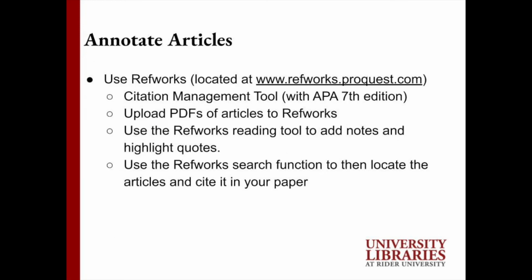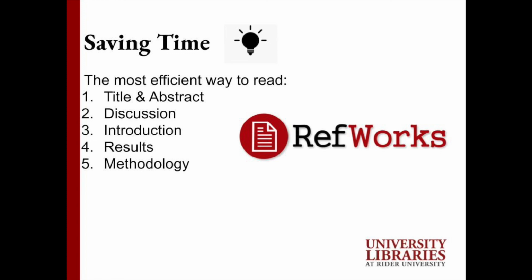RefWorks is a tool that may also help you when performing research. RefWorks is a citation management tool that allows you to generate APA 7th edition citations. You may also upload PDFs of articles to RefWorks. You can use RefWorks to read articles and then annotate them. And it also has an incredible search function that lets you locate those articles and cite them in your paper. Continue to look for ways to save time when doing research. Remember to read articles in the most efficient way and to annotate articles using RefWorks.